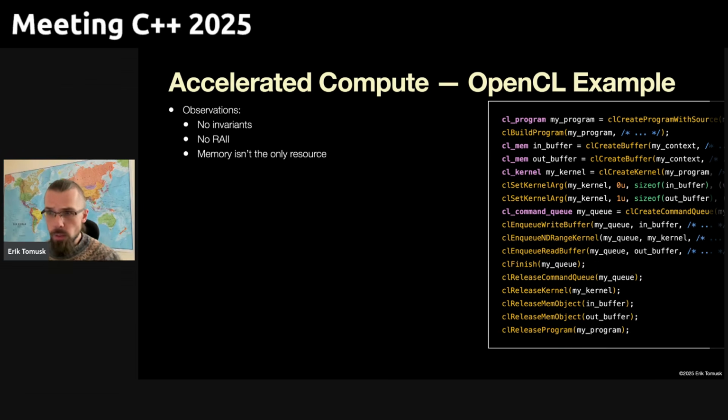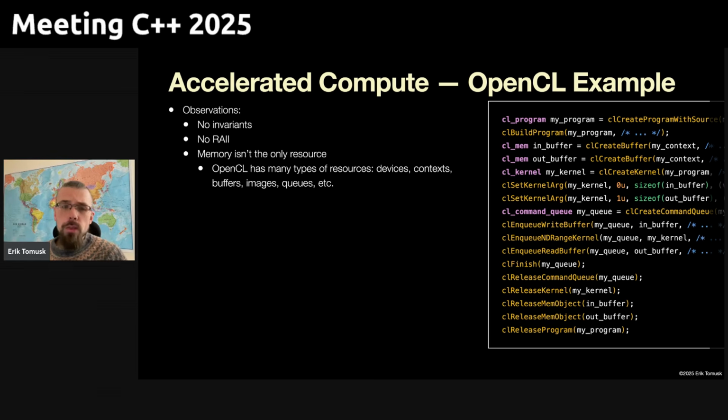And the third observation I'd like to make is that memory is no longer the only resource. And this is a little bit more involved. So if you look at this code, you can see that OpenCL has many different types of resources. So it's got devices, contexts, buffers, images, queues, and so on.